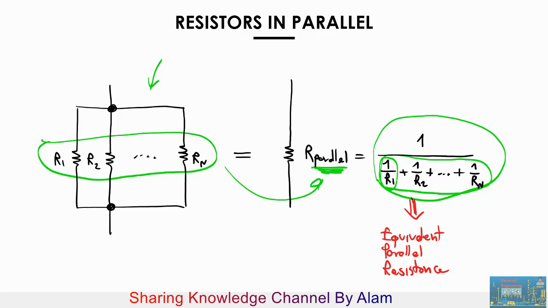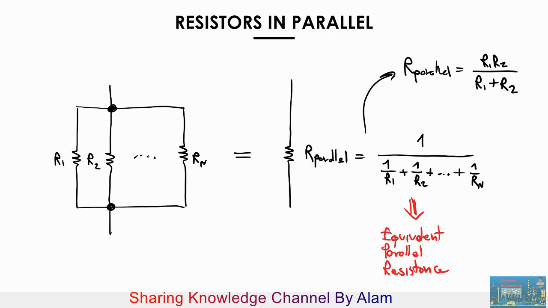So there is a simplified version of this equation, if you just have 2 resistors, so you only have R1 and R2, and you play a little bit with the math. There is an easier version, at least easier to remember. R parallel in that case becomes R1 multiplied by R2 divided by R1 plus R2. This one is a little bit easier to remember, at least for me, and honestly it's the one that you use most of the time.